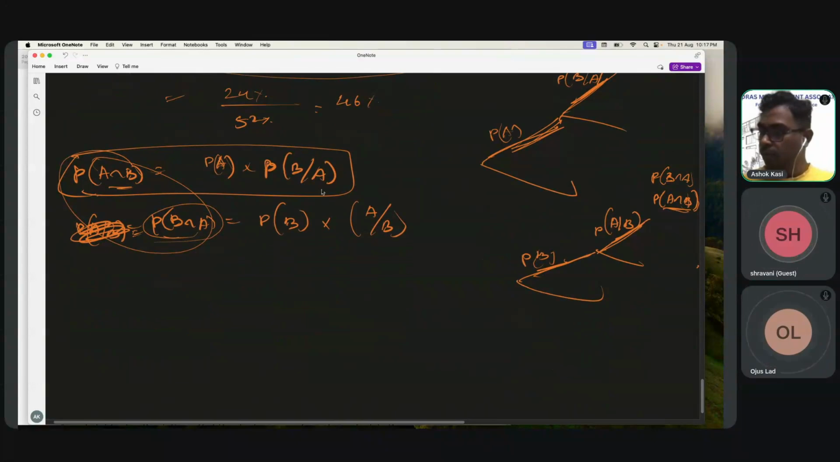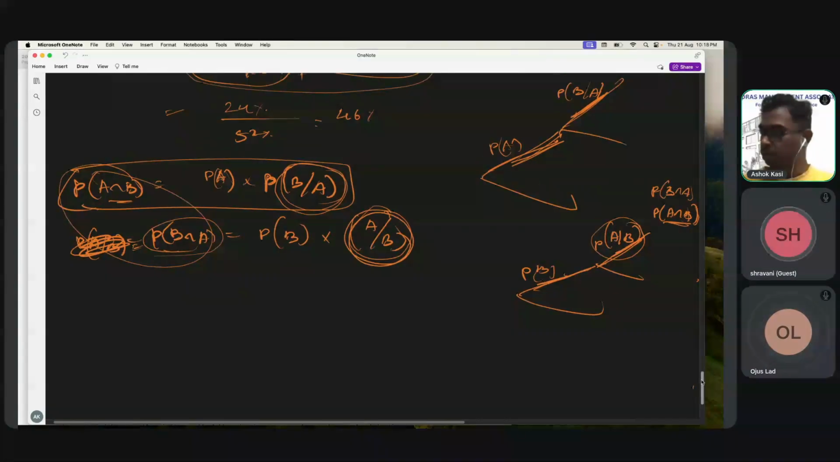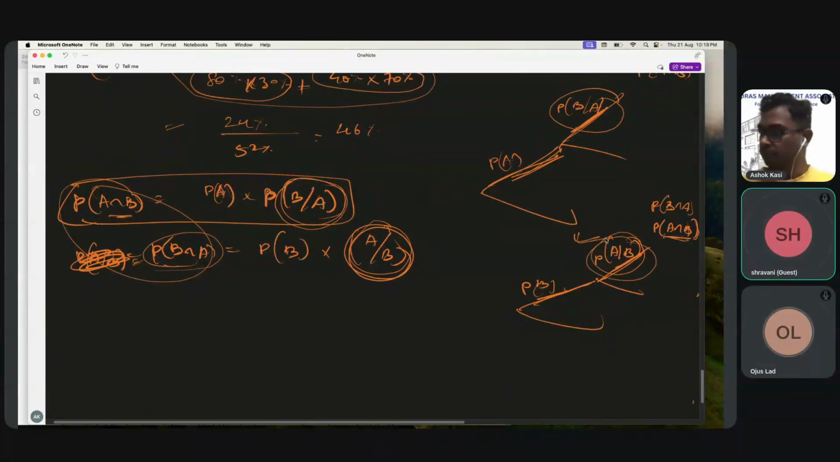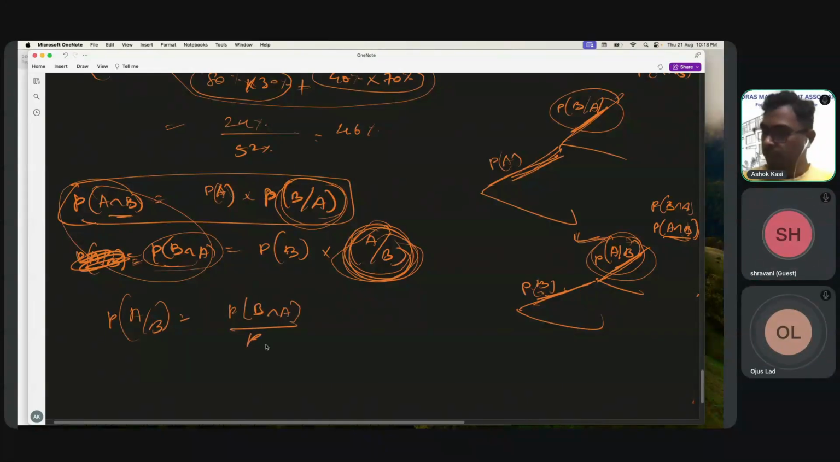Now what I want is probability of B by A. Sorry, no, what I want is A by B. This part, second part, not the first graph. I want the second graph. Probability of A given B, because B is happening first, no? So probability of A given B is this part. So probability of A given B is equal to probability of B intersection A divided by probability of B.